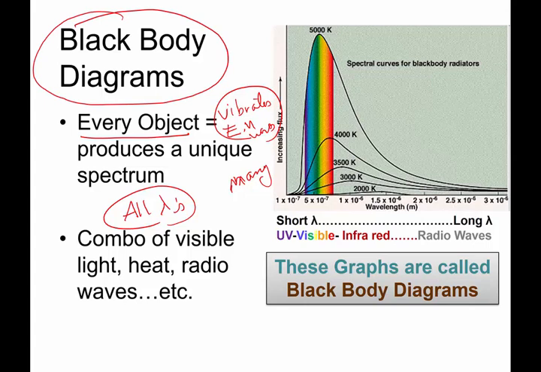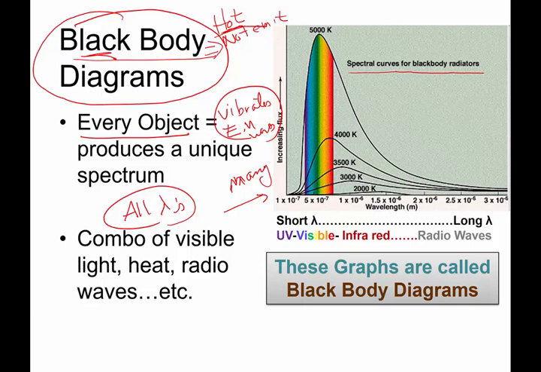Now, a black body diagram, why in the world is it called a black body diagram? Because 150 years ago, when people first started studying these, they were talking about hot objects that did not emit light. So they're talking about things that were black, but very, very hot. And then the term stuck for black body diagram. This is a picture of a black body diagram. Sometimes it is also referred to as the spectral curve for a black body radiator.